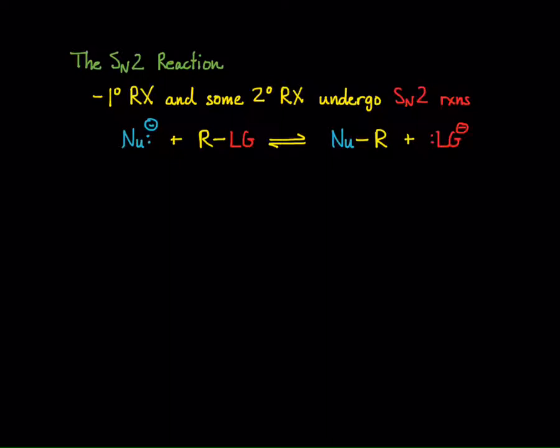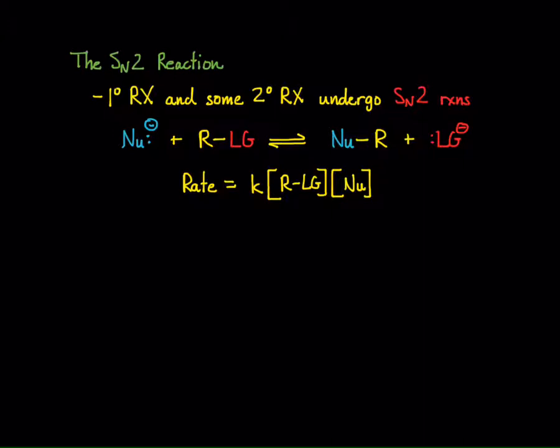So in an SN2 reaction, we know that the rate is dependent on the concentration of the alkyl halide, so RLG, and it's also dependent on the nucleophile itself. We can express that in terms of an equation that says the rate equals some k, which is a constant, it's not the equilibrium constant, times the concentration of the alkyl halide, or whatever substrate with the leaving group you have, times the concentration of the nucleophile.